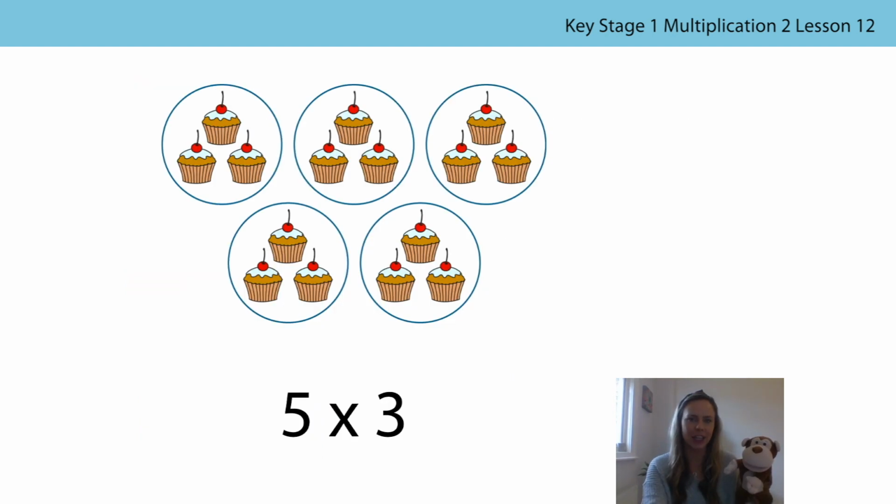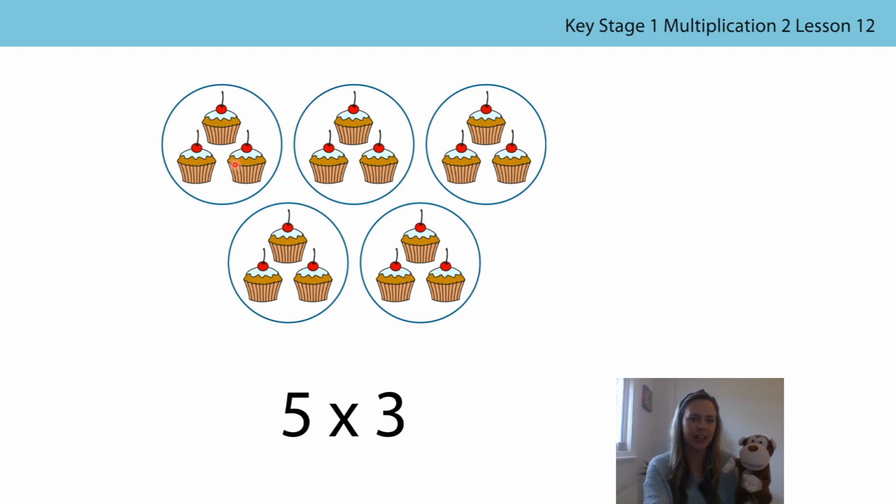Have a look at this picture. What can you see? Pause the video whilst you explain what the picture shows. Bongo says that he can see 5 groups. Do you agree with him? We can see that we have circled our groups. And yes, he's right, there are 5 groups. He also says that there are 3 cupcakes in each group, so this means that there are 5 threes. What do you think?